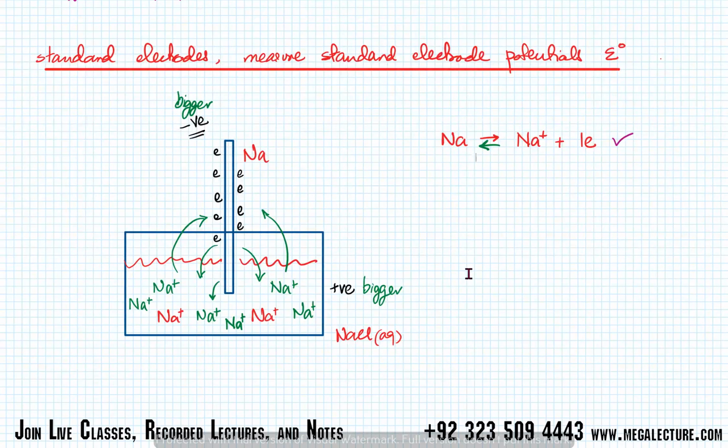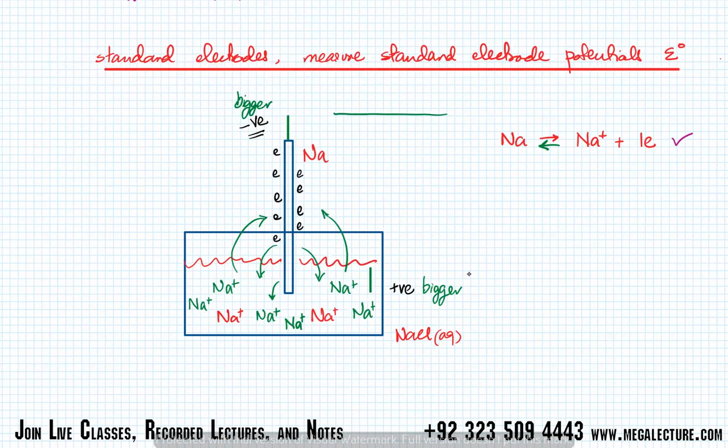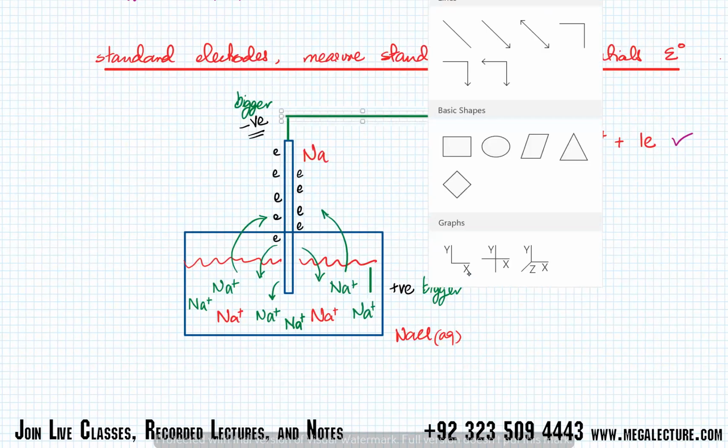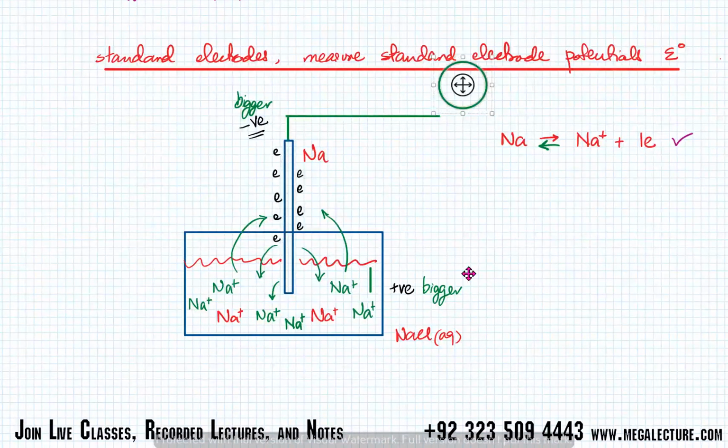All you have to do now is take a voltmeter and just measure the potential difference. You just remember that's a voltmeter, and we can connect it with the reference point and we can measure the voltage. This voltage is known as our E naught. And it has a standard E naught that has a particular value.